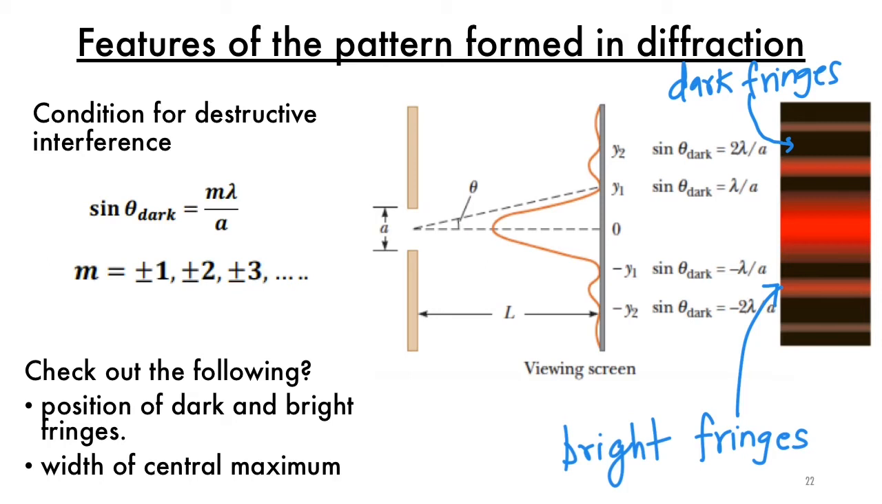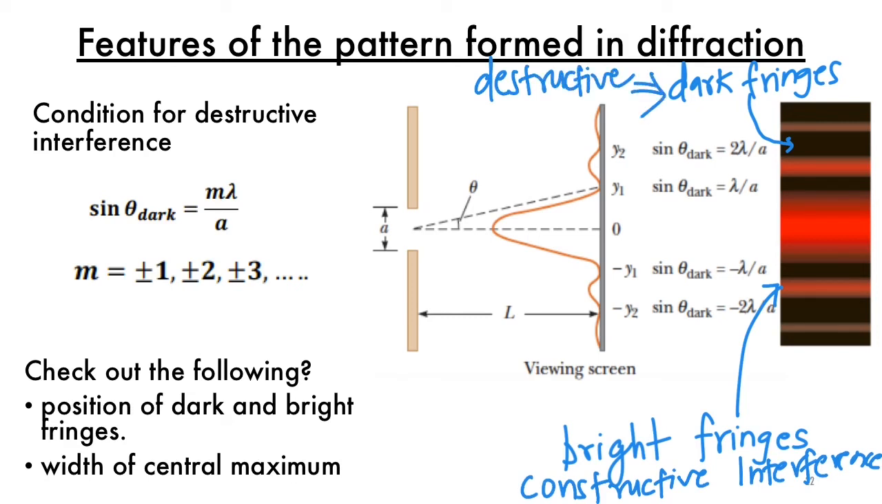We want to check out a few things here. We want to see how these dark and bright fringes are positioned, and also compare the width of the central maximum with the width of the other bright fringes. Before that, we have the condition for destructive interference. If you remember, we said that we get the bright fringes because of constructive interference, and we get the dark fringes because of destructive interference.